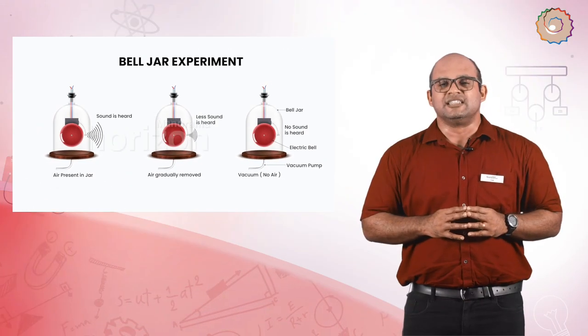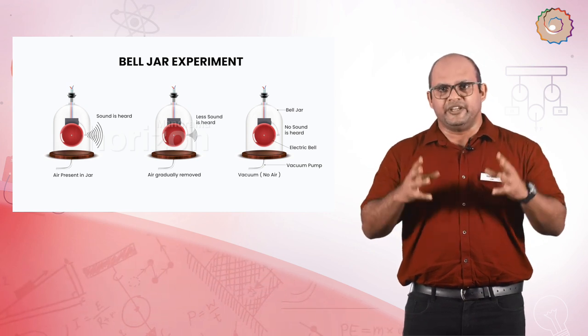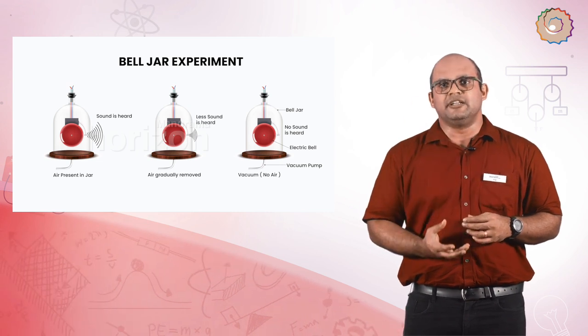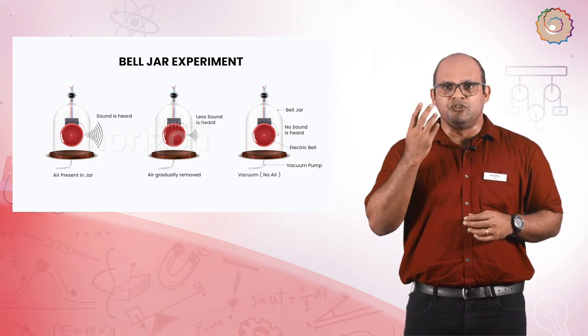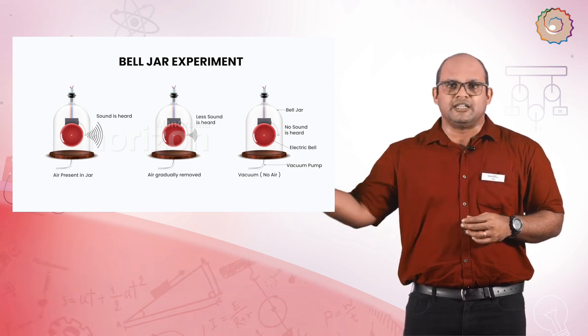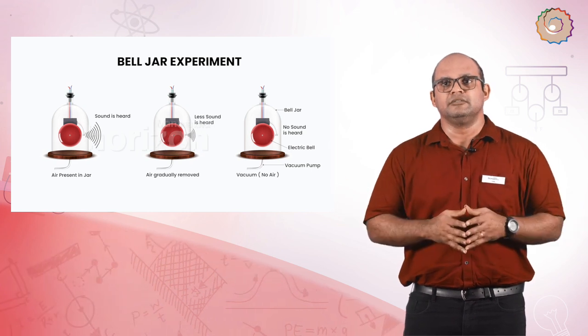The reason for this is, as we keep removing the air from the vacuum, the pressure of air inside the bell jar is decreasing. The amount of molecules present inside the bell jar is decreasing. As there is no physical medium between you and that bell to propagate the sound coming from the bell, we slowly stop hearing the sound of the bell. Sound requires a medium to travel. It can be a gas, it can be a liquid, it can be a solid. But sound will not propagate without a medium. Sound will not travel in a vacuum.